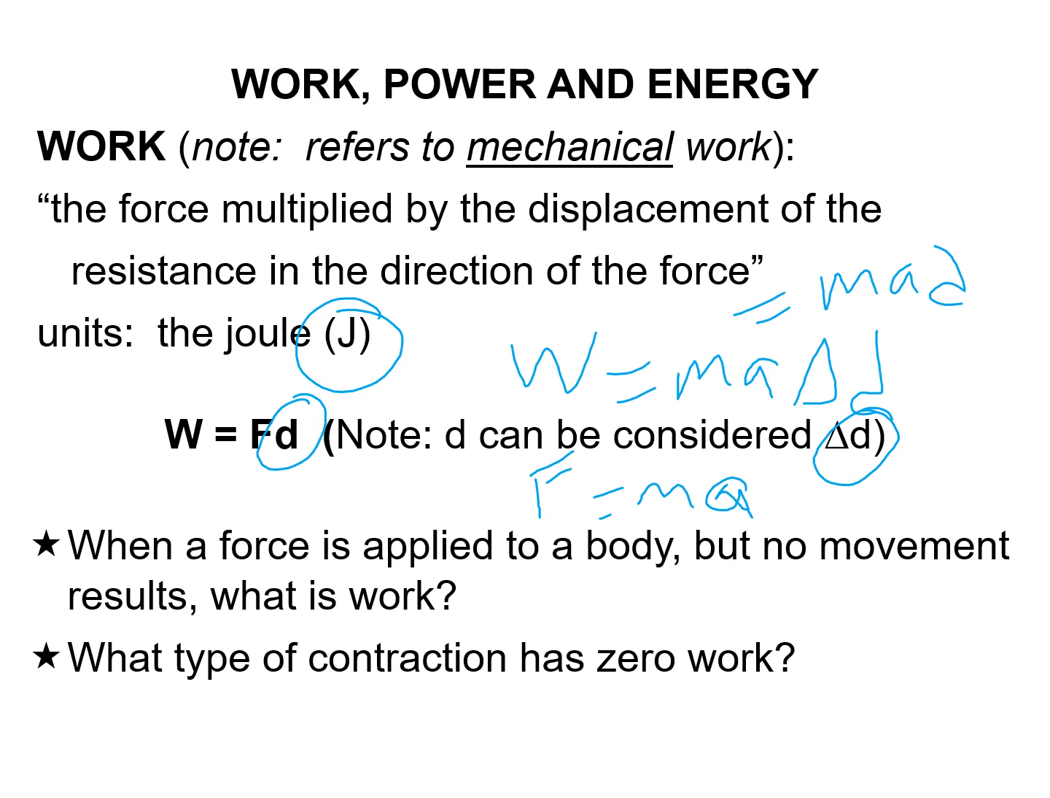It is important to remember it's zero mechanical work. Your body is still using calories, which is a measure of energy. So it's still doing chemical work to make sure the muscle's still activated, but there's zero mechanical work. So when a force is applied to a body but there's no movement, there's zero work. And an isometric contraction is a contraction that has zero work.